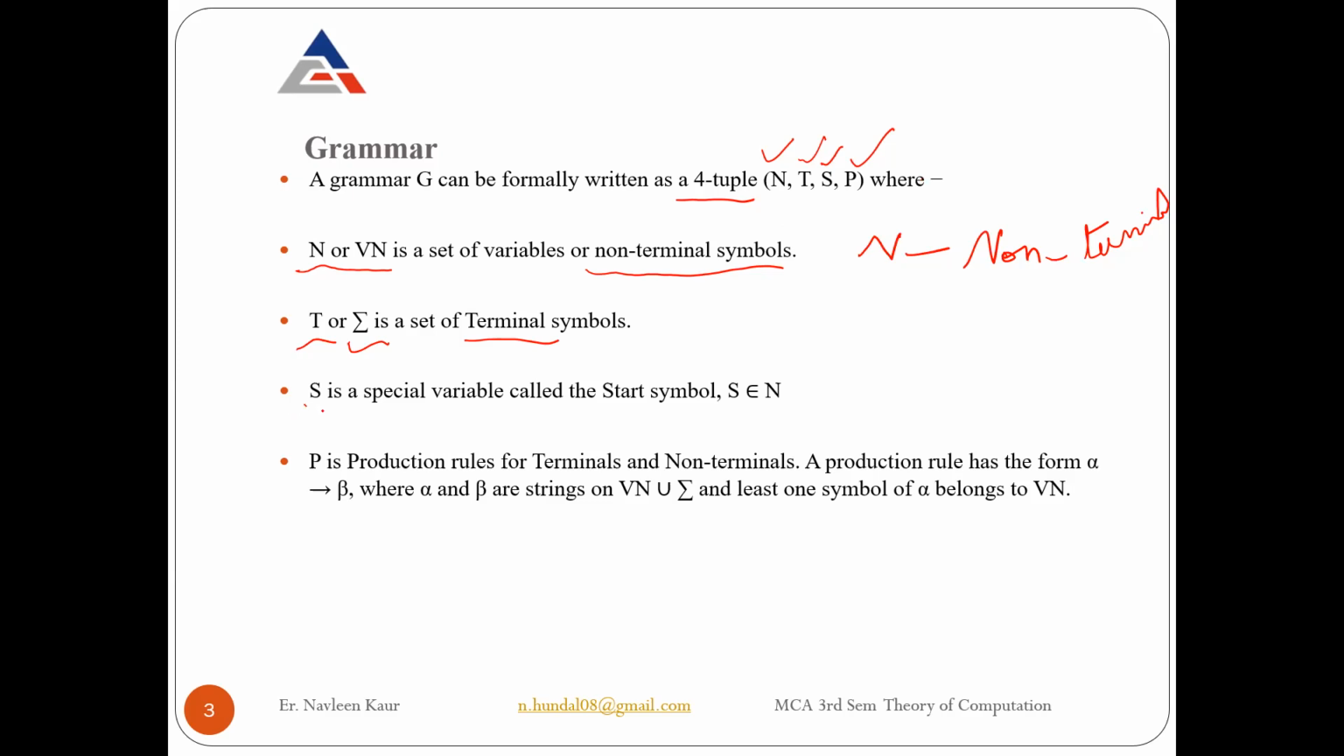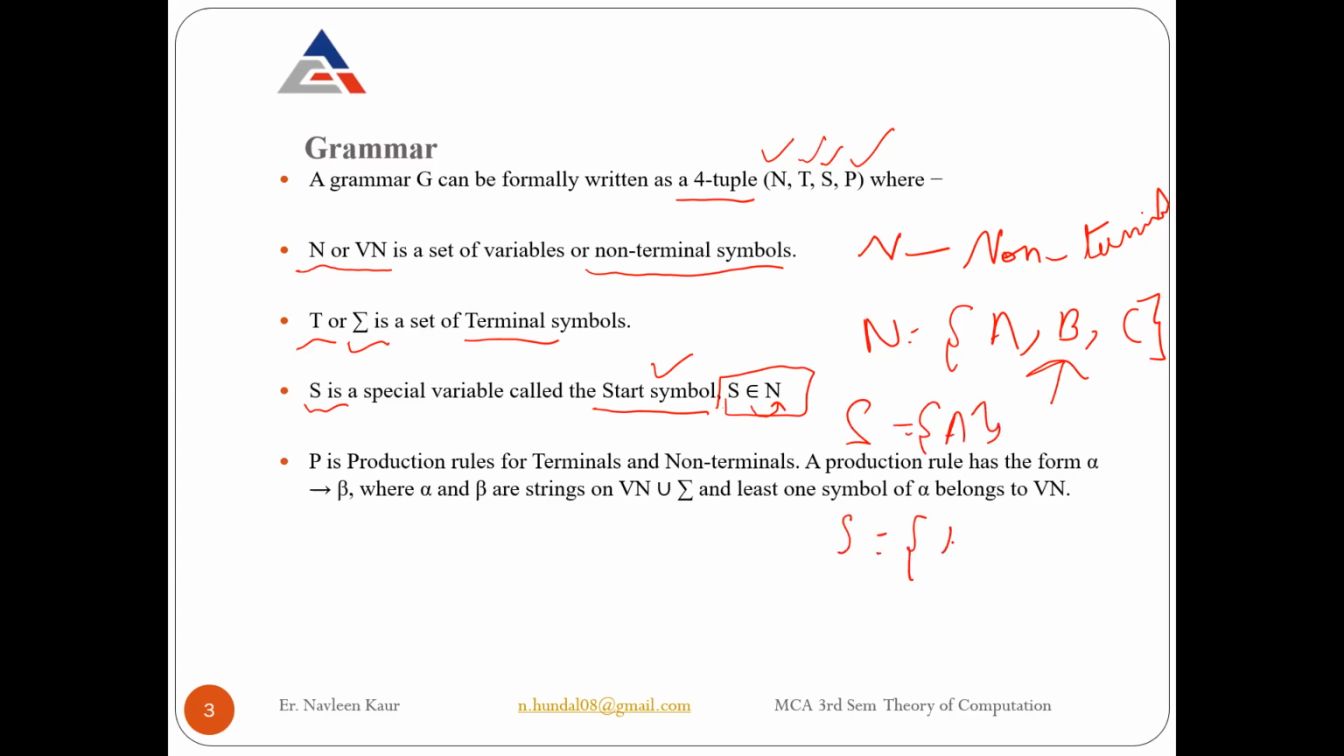Now what is this S? S is a special variable and it is called the start symbol. It is a starting symbol, and can you see this expression says that S belongs to non-terminals. If you have a non-terminal set A, B, C, then S is actually one out of it, a subset of it. So maybe your S can be A or your S can be B. You create your S from the non-terminals. This means S is the start symbol. From where to start? Whenever you start your sentence, there is one starting word. So S belongs to any of these, A, B, or C.